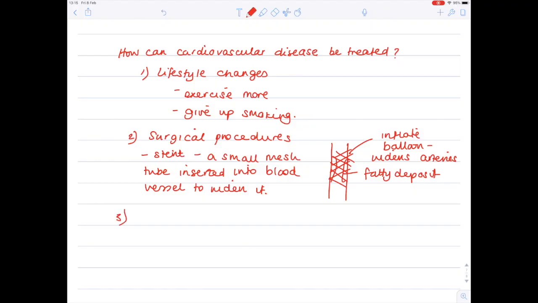And then coupled with surgical procedures, but slightly less hardcore, is medication. My granddad had cardiovascular disease, and I remember he was given aspirin to help thin his blood.